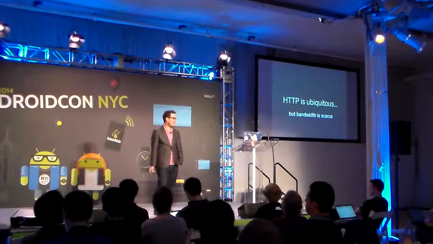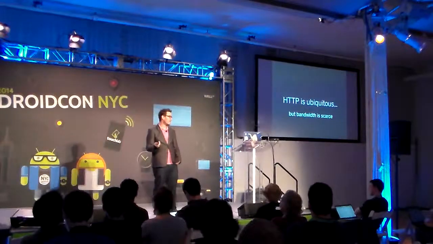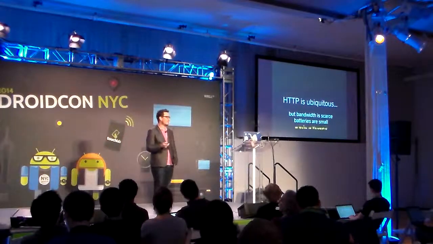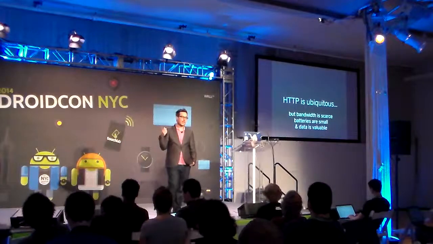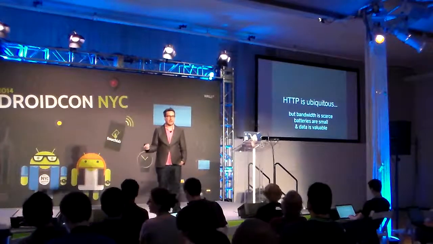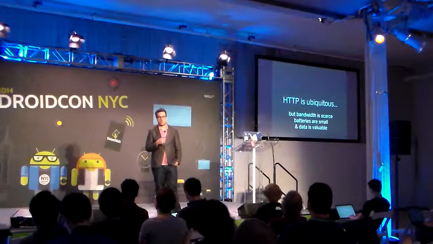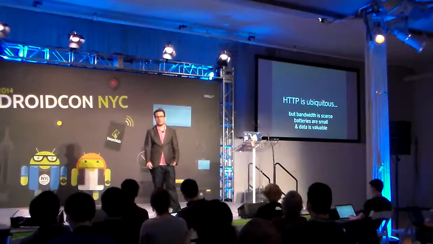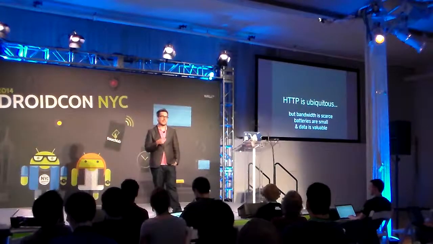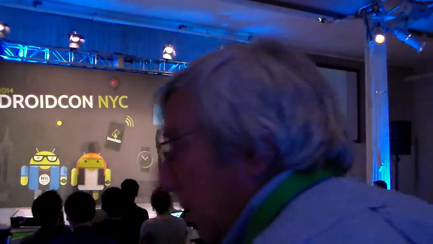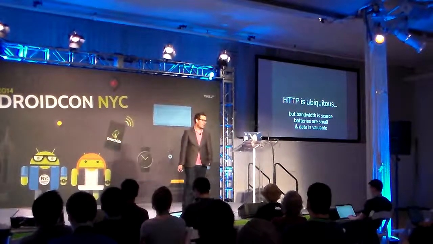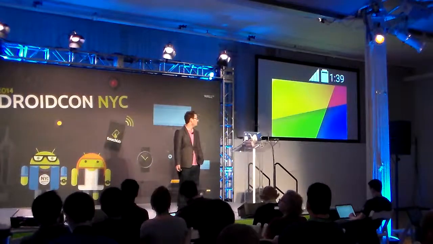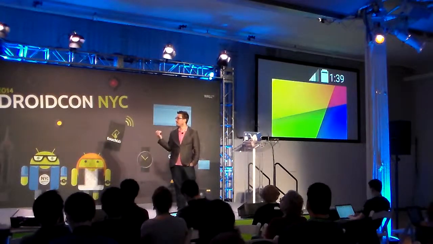So although HTTP is ubiquitous, bandwidth is scarce, batteries are small, and data is valuable. And this is valuable in all senses of the word. It's valuable to the users who have it, but it's actually much worse than that: it's valuable to your enemies. We have cases where I've got my data and somebody else wants to steal it. So I'm going to start by talking about making HTTP work well when the network is slow.